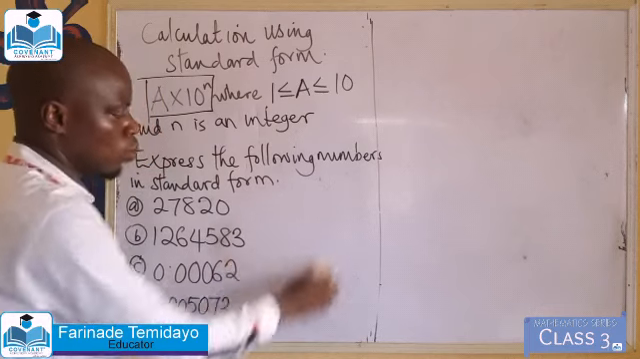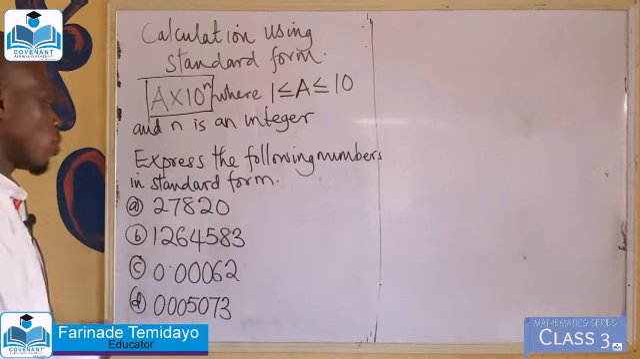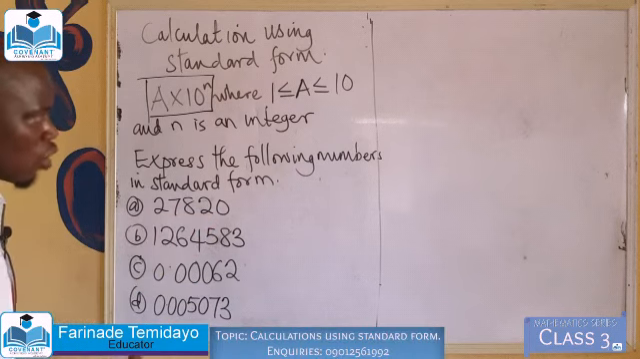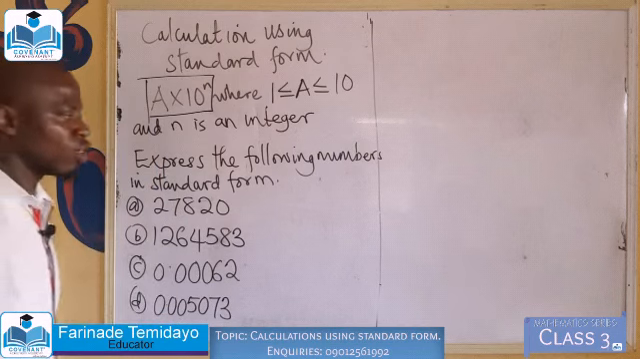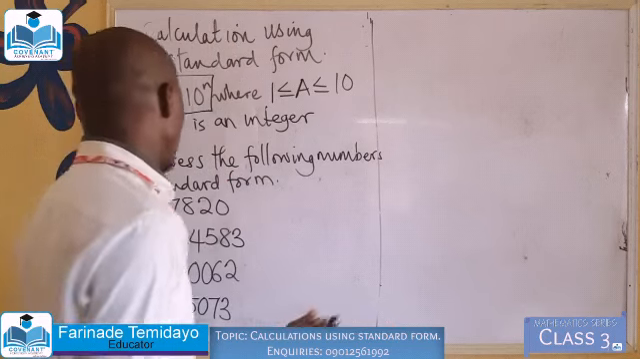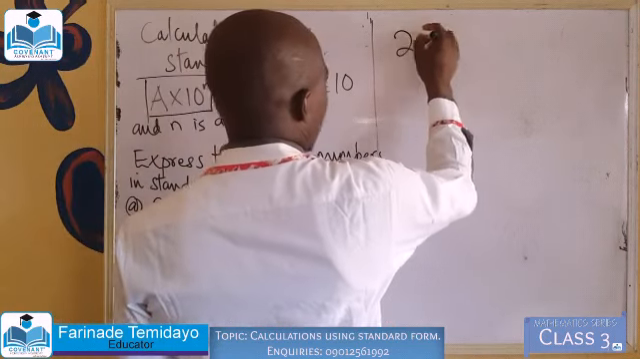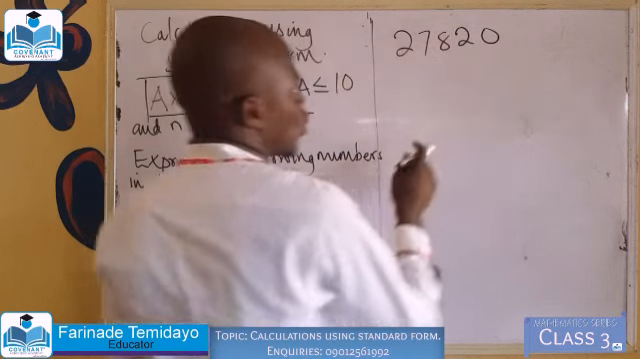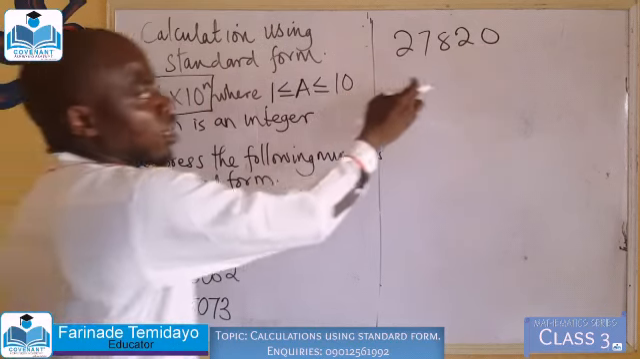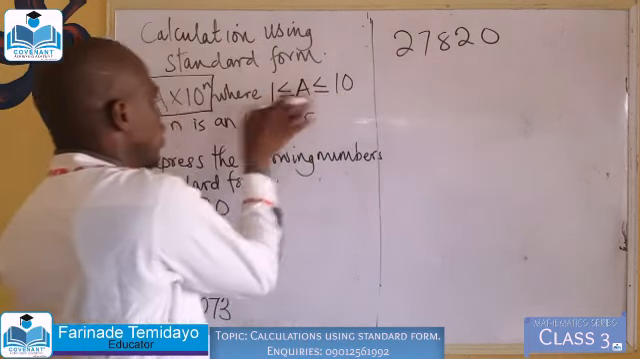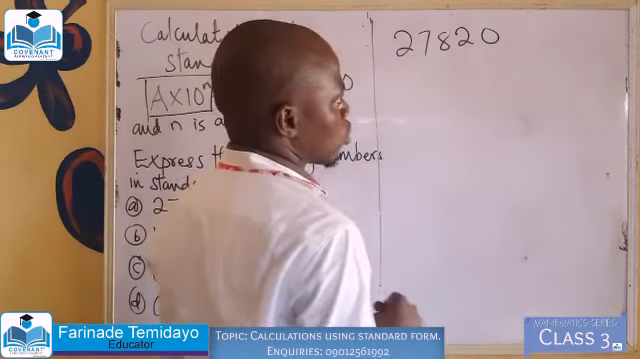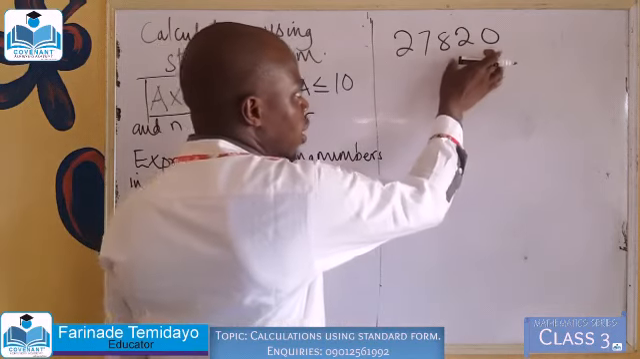So how do you work that out? Express the following numbers in standard form. Now, this is a number that is not in standard form, and you want to write the number in standard form. The first number here is 27,820. This number is far greater than 10. Then what will you do to make it be in this standard form?